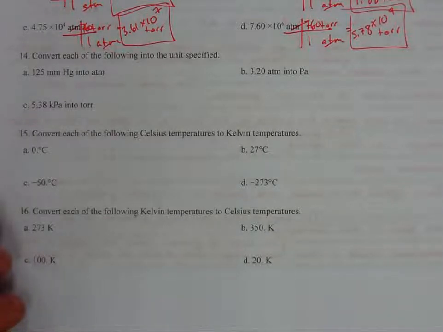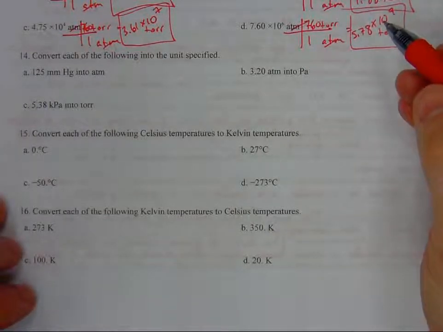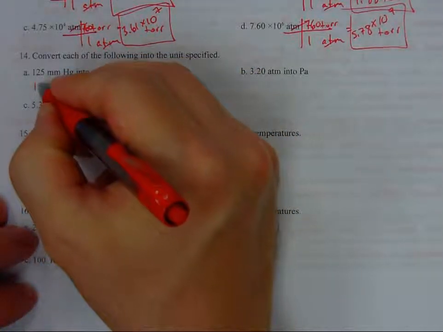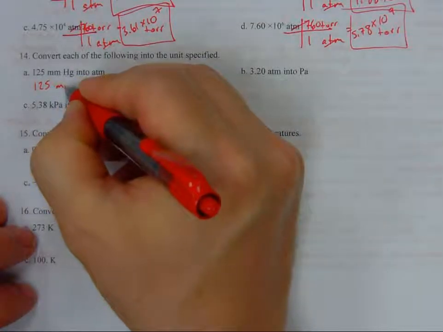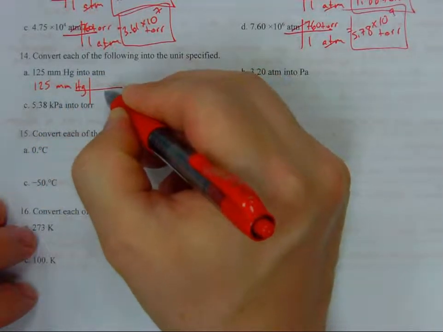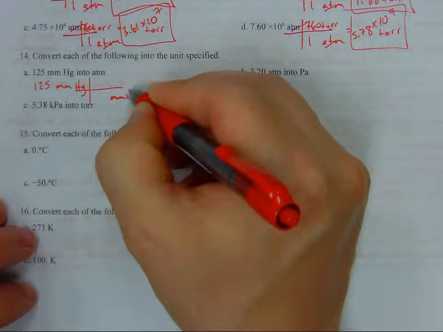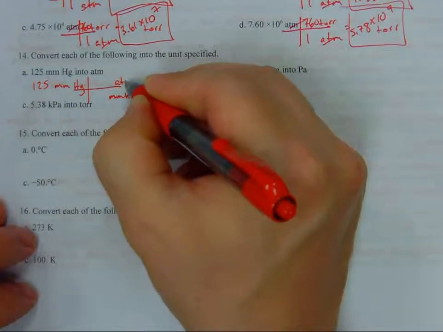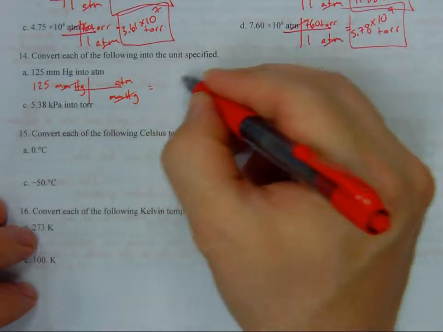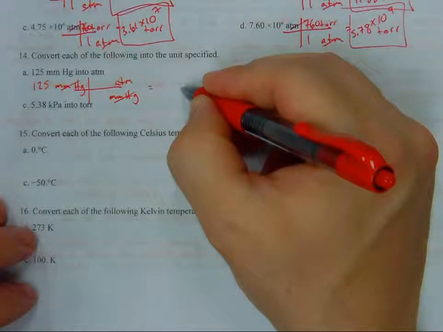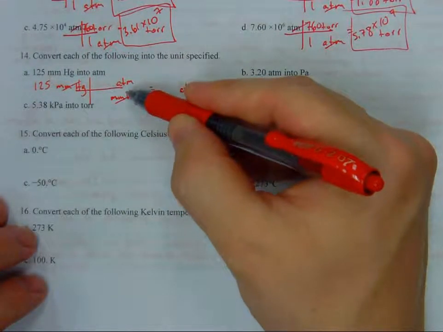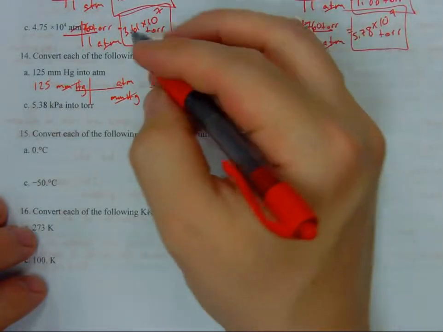Number 14. Convert each of the following into the unit specified. So we're going to convert 125 millimeters of mercury into atmospheres. So crosshairs, millimeters of mercury into atmospheres. I can see that my millimeters of mercury will cancel and my unit will be in atmospheres. Easy peasy. Now what's the statement of equality that relates atmospheres and millimeters of mercury?